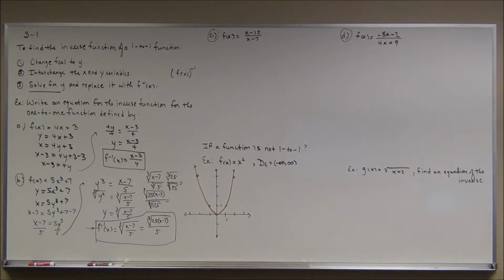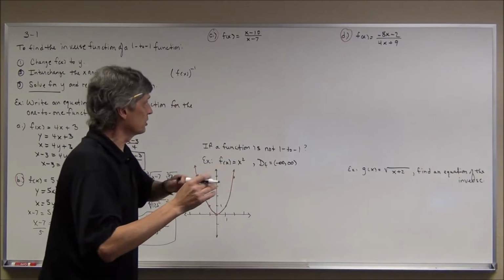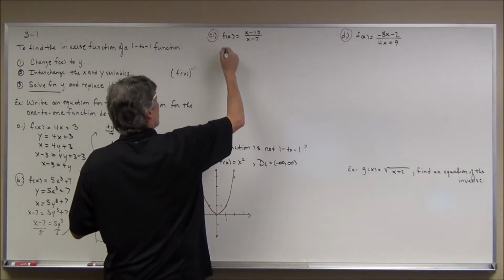Now these next two examples are very similar, and if they weren't both on the review, I probably wouldn't go through both of these because they're so similar, because they're both rational expressions. They both have the variable in the numerator and the denominator. You're going to see similar steps here. All right, I'm going to go ahead and do this one first.